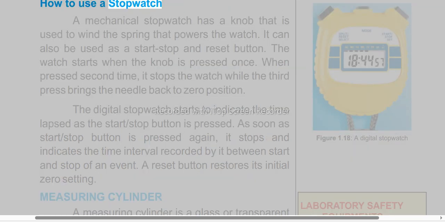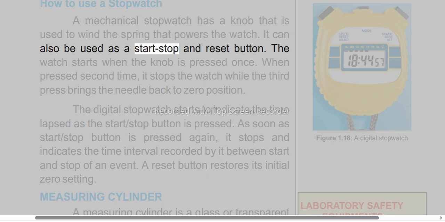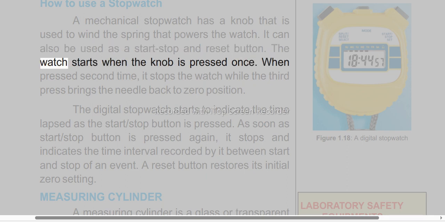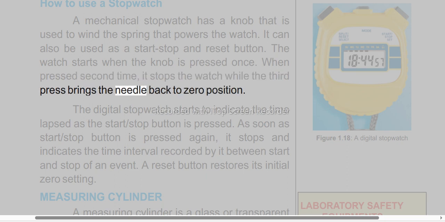How to use a stopwatch. A mechanical stopwatch has a knob that is used to wind the spring that powers the watch. It can also be used as a start, stop and reset button. The watch starts when the knob is pressed once. When pressed second time, it stops the watch, while the third press brings the needle back to zero position.